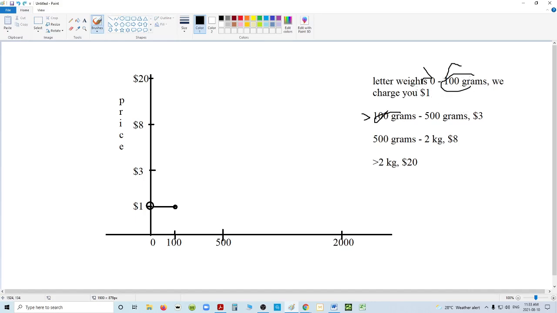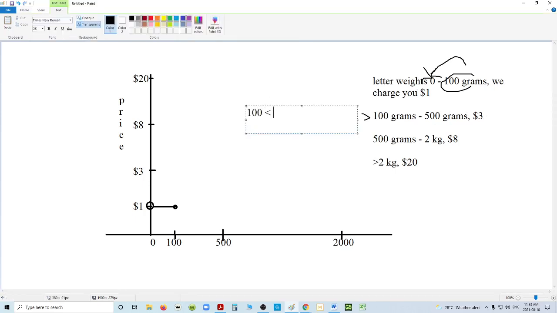So if we say the 100 grams is included up here, we would define this as when the object is bigger than 100. Let's do it with text. We do it like this. We'd say when 100 is smaller than x, but smaller or equal to 500. That's how we would do each of these ranges. 500 is smaller than x, is smaller or equal to 2 kilograms or 2,000 grams.